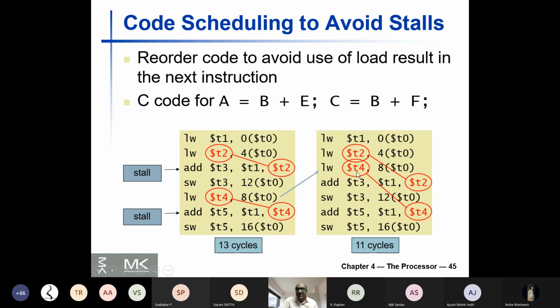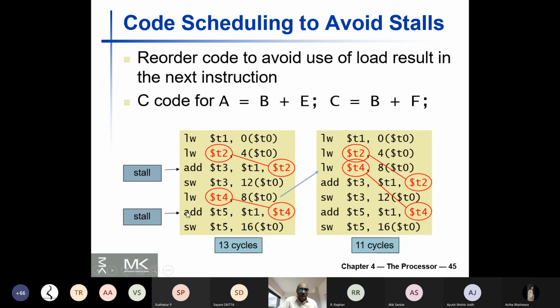But for the second one, even that is not required. It is safely available. The T4 is available in the register file itself, because there were two instructions in between. So by that time, T4 will be written into the register file and you can safely take the contents from the register file itself.